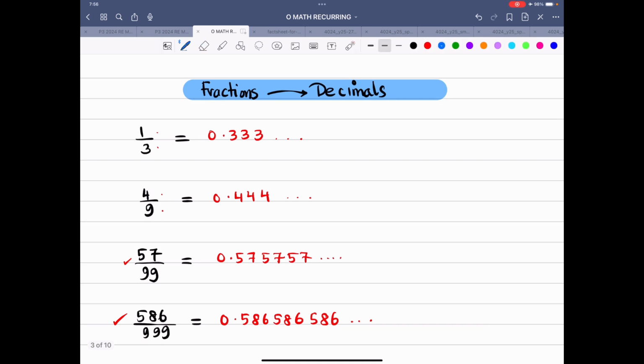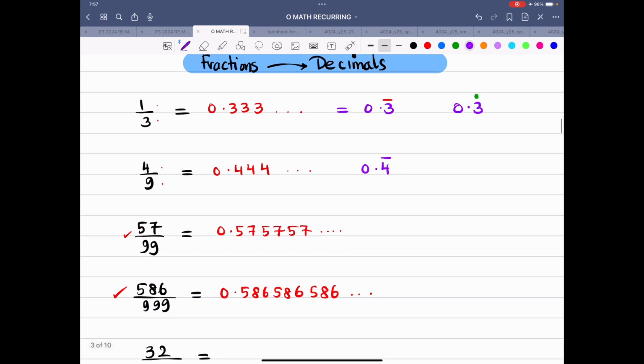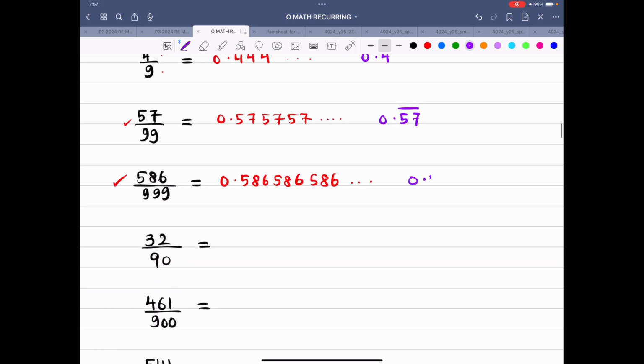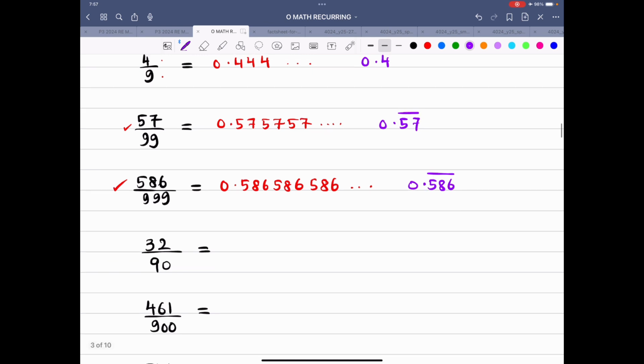Now for simplicity, what I can do is write this as 0.3 and put a bar at the top. Or let me write this as 0.3 and put a dot at the top. What it means is that this part after the decimal will keep on repeating, as we can see right over here. So let me write the next one. This is 0.4 and a bar at the top. This is 0.57, a bar at the top. This is 0.586, a bar at the top.